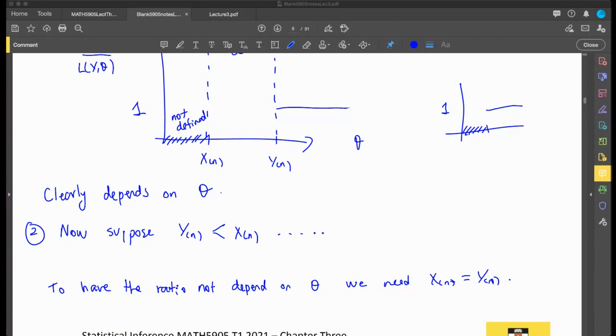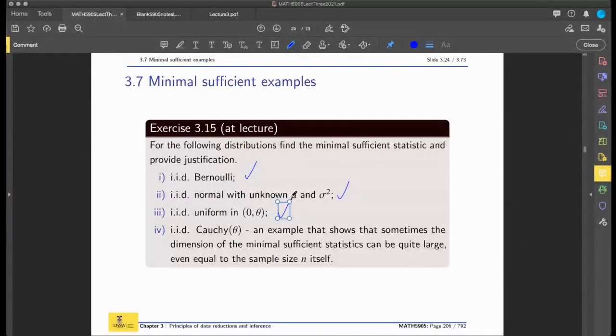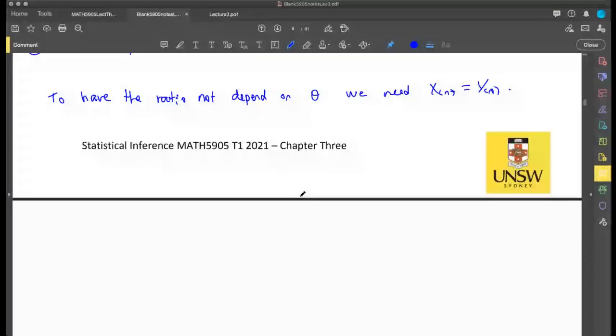Yeah, let's do one more example of finding minimal sufficient statistics. Probably the most interesting one, maybe the uniform was pretty interesting. And this is the Cauchy distribution. So this example actually shows that sometimes the dimension of the minimal sufficient statistic can still be quite large. And in this example, it actually turns out to be the same size as the sample itself, which doesn't really help do any data reduction at all.